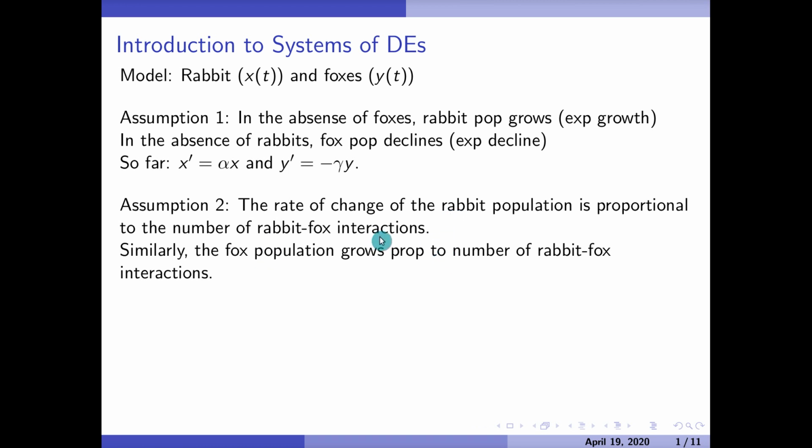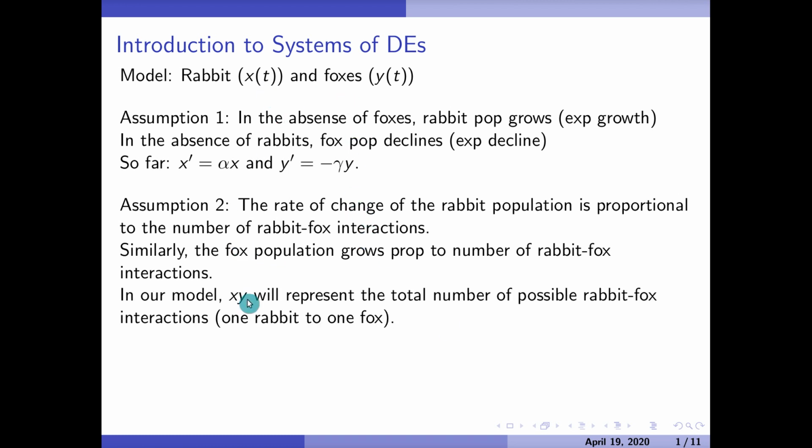Okay, so how many rabbit-fox interactions are there? Well, if there's one rabbit there, the rabbit could interact with any of the y of t foxes, right? And so if there are x rabbits, then there are x times y possible one-to-one interactions, right? So if we see an xy term, the xy term is modeling the number of interactions possible. And so we'll just take a small percentage of that as either our growth rate or our decline rate.